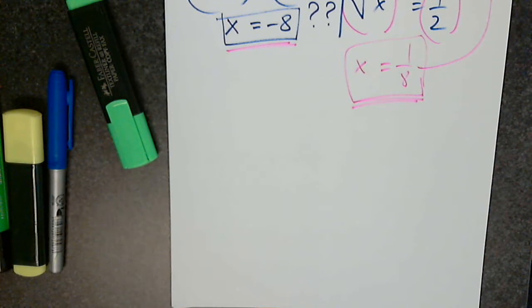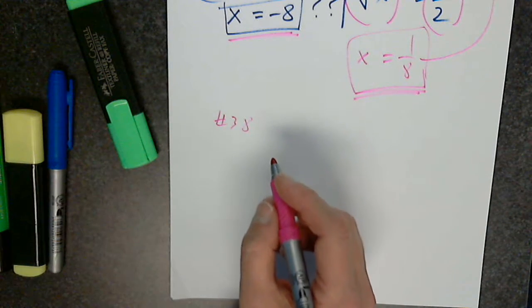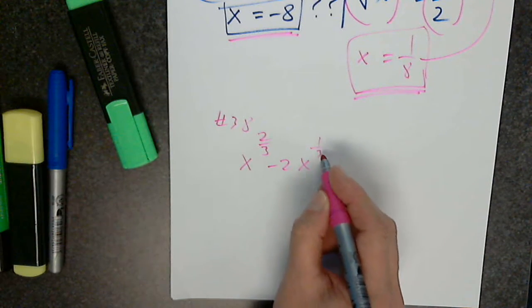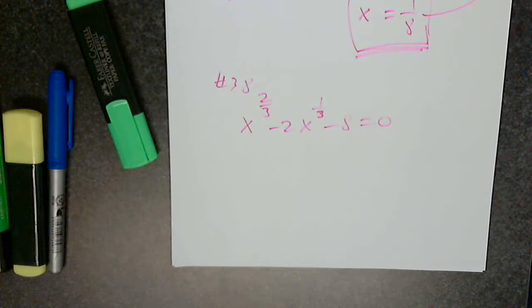Do you feel that we need more examples like this one? Yes. Perfect. Let's look at 38. And 38 has x to 2/3 minus 2 x to 1/3 minus 8 equals 0. Very similar. Let's look at this in 2 minutes, from the beginning till the end.